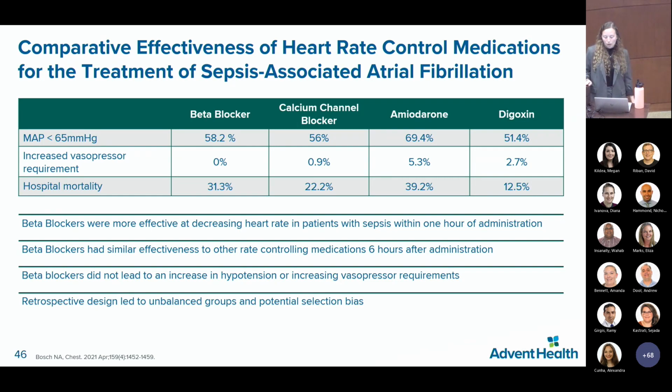Overall, beta blockers resulted in a greater heart rate reduction compared to the other agents at the first hour, and were found to be similar after 6 hours. While the study did find this benefit with beta blockers, only 10% of the patients initially received beta blockers that were included in this study.